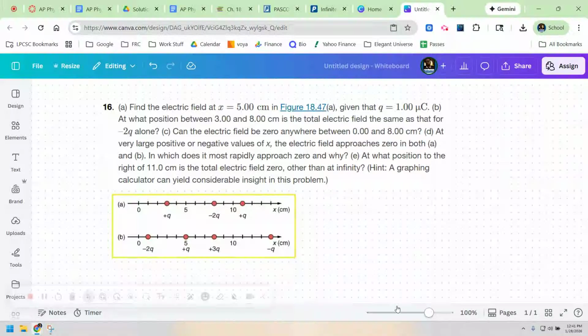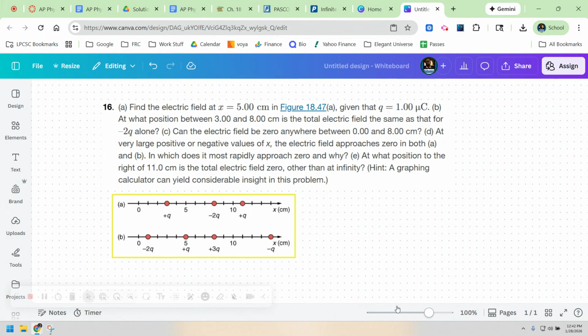All right, so for problem number 16, it says find the electric field at x equals 5 centimeters, based on the figure that we have below, given that Q equals 1 microcoulomb, what position between 3 and 8 has the same for 2Q alone? I feel like we did this one already, but I didn't see the link, so we'll just do it again just in case. So that's part A.